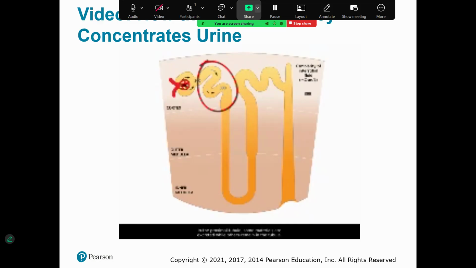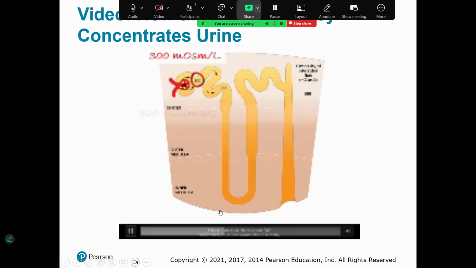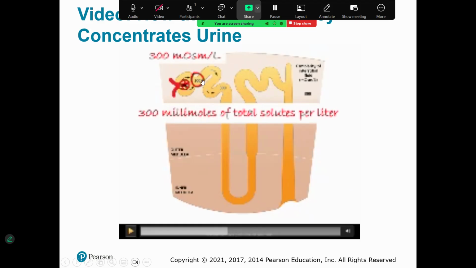In the proximal tubule, some materials are excreted while others remain in the tubule. The filtrate that enters Bowman's capsule has a solute concentration, or osmolarity, of about 300 milliosmoles per liter. This means that there are about 300 millimoles, or 300 thousandths of a mole, of total solutes per liter of solution.